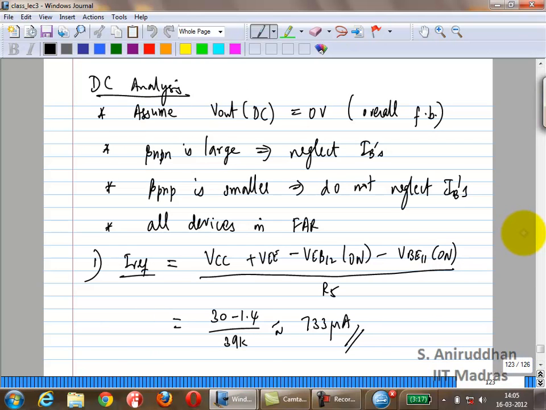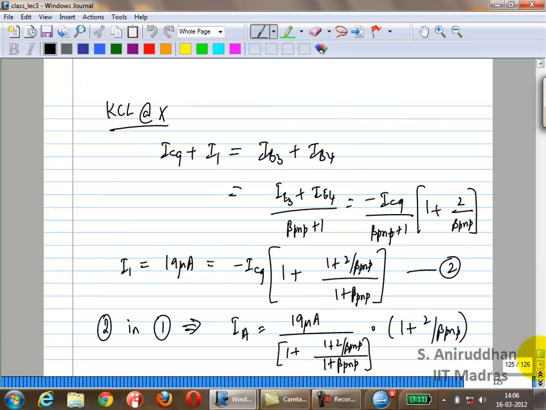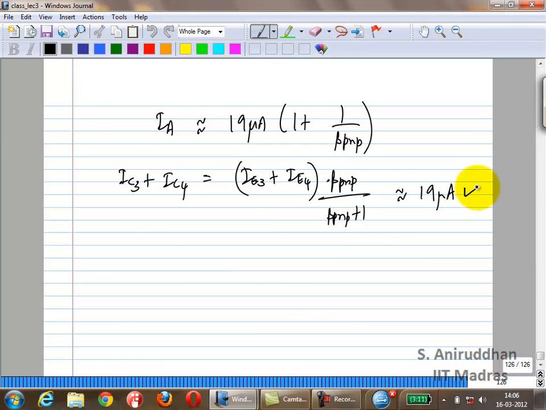And then we started off assuming certain things. We assumed that the overall DC output voltage, which will become more relevant when we start discussing the second and third stages, is set to 0 by some overall feedback. We neglected NPN beta, but we couldn't neglect PNP beta, right? Okay, and then we found out the bias current. Finally, we found that IC3 plus IC4 was approximately 19 microamps, right?